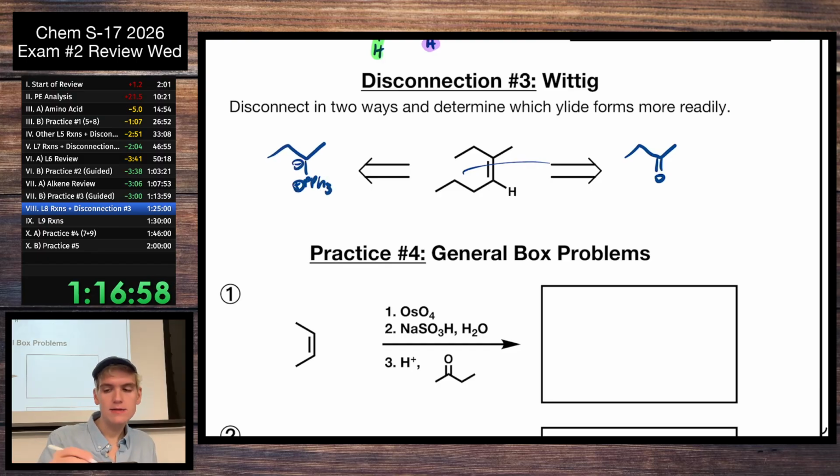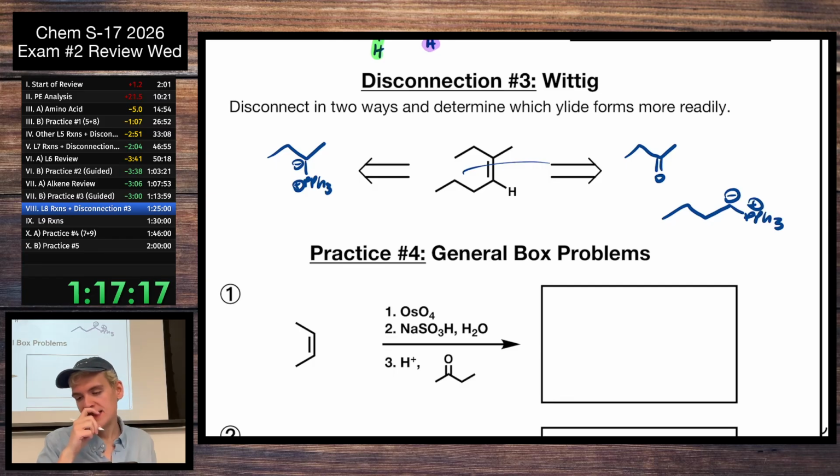To make your ylide, literally where you cut, draw a line to PPh3, put a plus on it, a minus on the carbon above. Then, for the bottom, it's the other one in each case. So over here on the right, it's the ylide. On the left, it's the carbonyl.